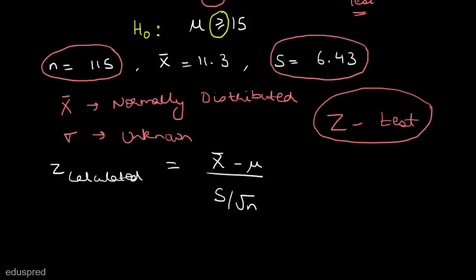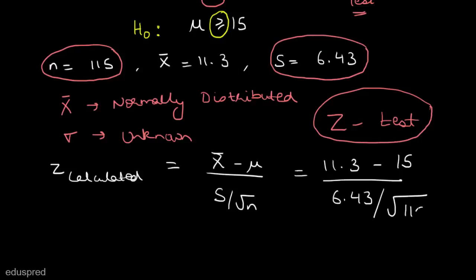Now we are given that x bar is equal to 11.3 and mu under the null hypothesis is 15. Sample standard deviation is 6.43 and n is 115. Solving this, we get that the z calculated is equal to minus 6.17. So now we have our z calculated. We just have to compare this z calculated with z critical to decide whether to reject the null hypothesis or not reject the null hypothesis.